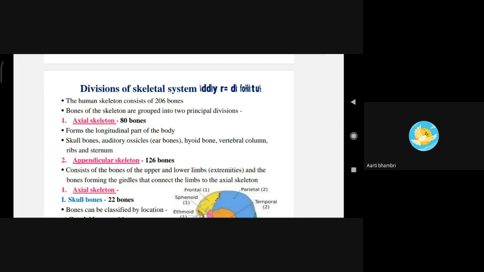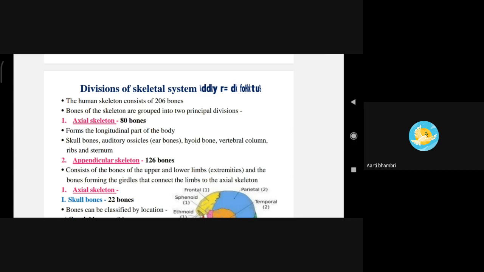sternum. And the appendicular skeleton consists of 126 bones, consisting of bones of the upper and lower limbs, meaning extremities, our hands and legs, and the bones forming girdles that connect the limbs to the axial skeleton. Our limbs are connected by two girdles. Our upper limbs are connected to the axial skeleton by the shoulder girdle, and our lower limbs are connected to the axial skeleton by the hip girdle.